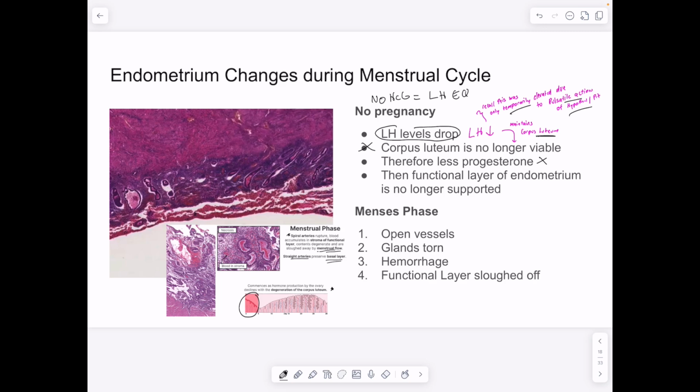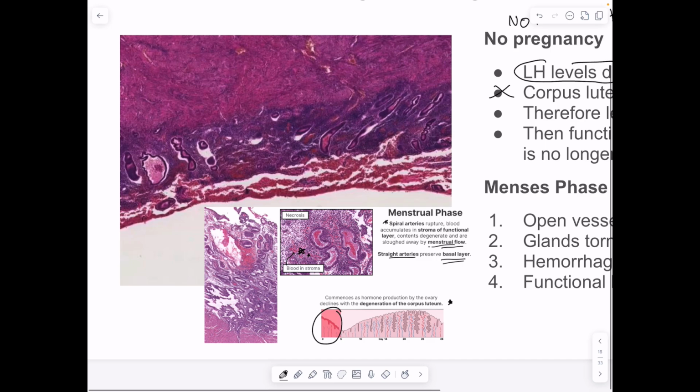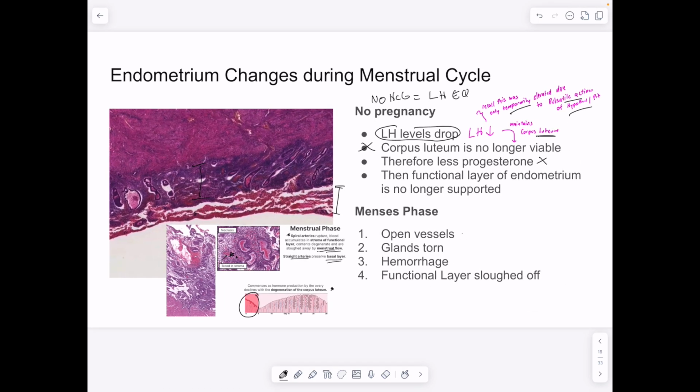All right, so menses phase, we have torn vessels, blood in the stroma is what we're supposed to see here. But here we have our basal layer. This is our functional layer. It just looks red and gnarly and it's not good. So open vessels, glands torn, hemorrhage, right? Glands, functional layer has sloughed off.